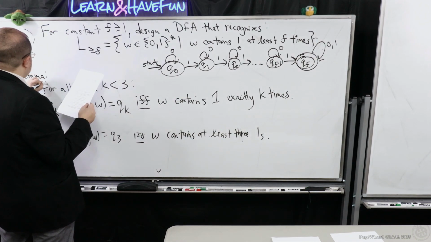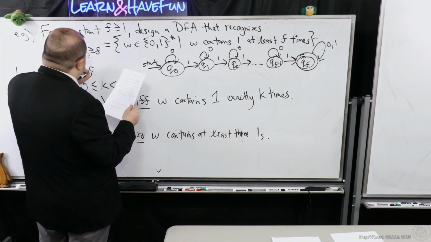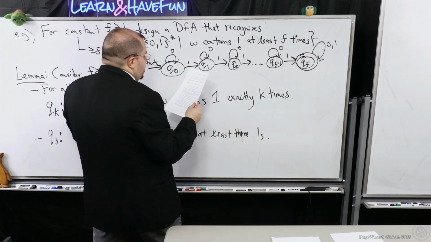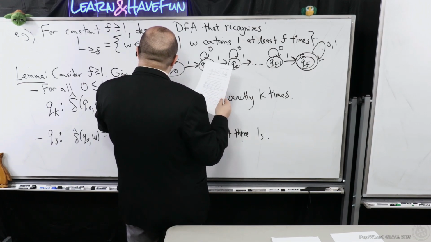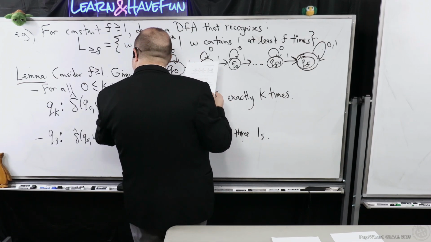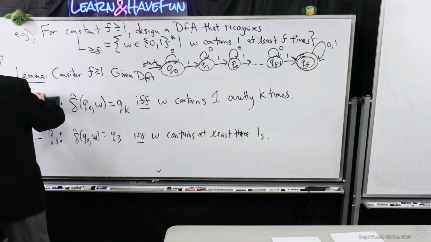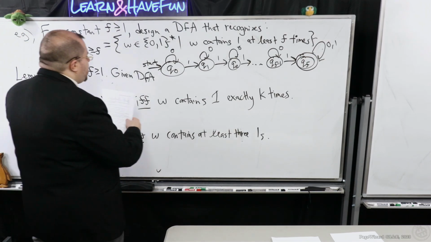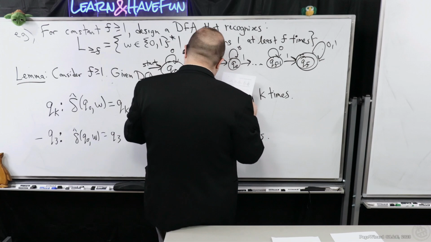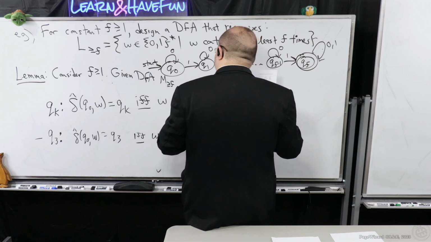Lemma. Consider integer f greater or equal to 1. Given DFA. Actually, for now, I'm just going to move this out of here so I can get a little bit more space. My apologies. And I'm going to call this DFA M at least F, because I have L at least F, then I could have M at least F, because this DFA depends on some constant F.